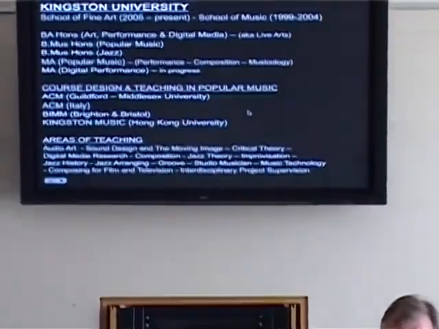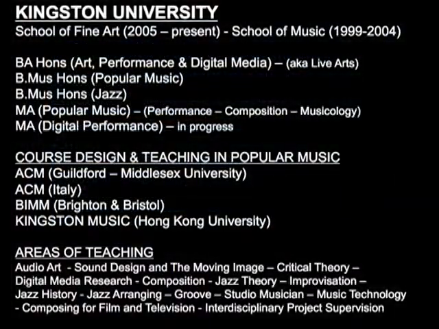School of Fine Art, Kingston University, which is on the Thames. I spent some time in music, 1999 to 2004, and then I transferred to fine art because of this course that I wrote.